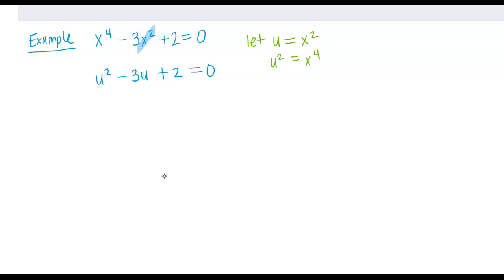Well, I know how to solve this equation. I can factor this into, let's see, u minus 2 and u minus 1.